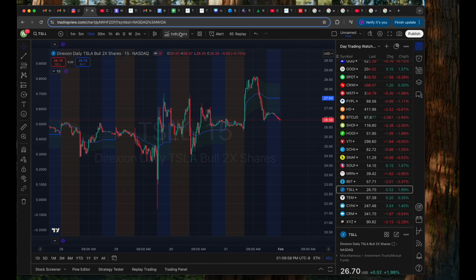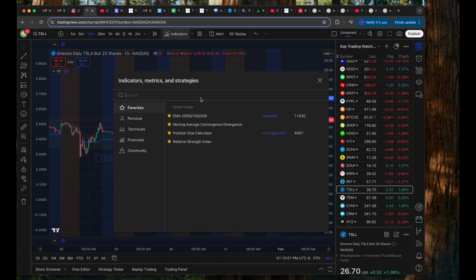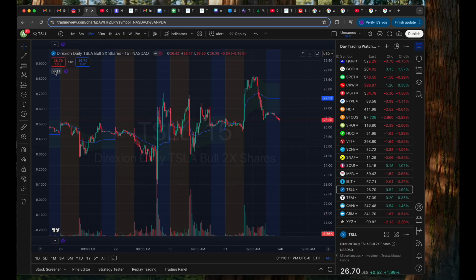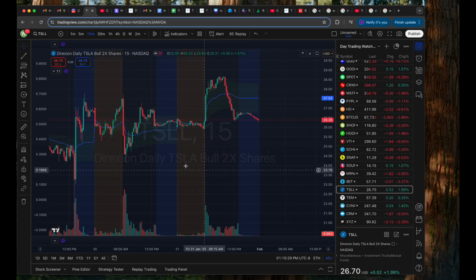We're going to add the volume indicator as well. We're going to type in volume, and then click the volume indicator right here, and it'll pop up at the bottom. It'll show you the volume. What the volume shows is basically the power behind the move. Because what I've learned is you can have a green candle, but that green candle can be weak and it could be coming right before a reversal.